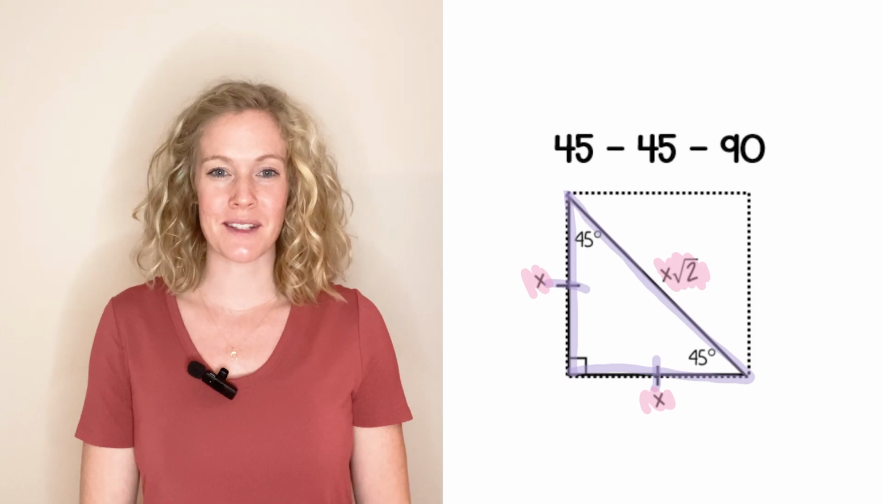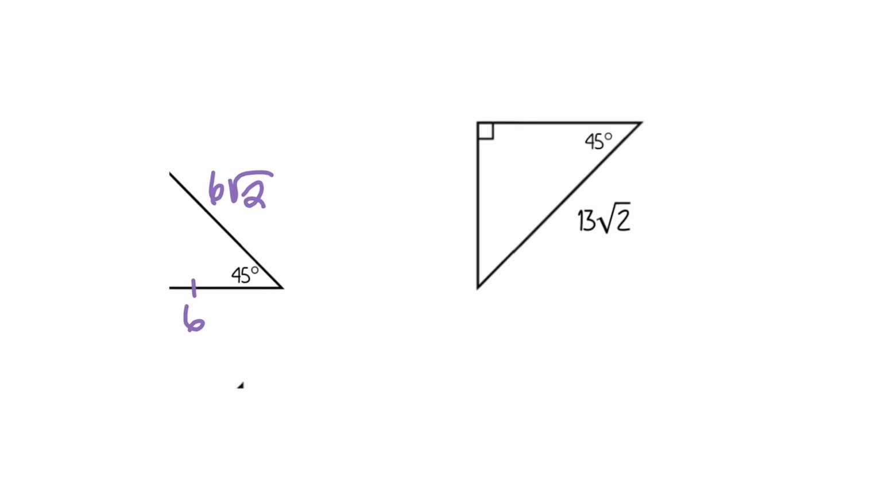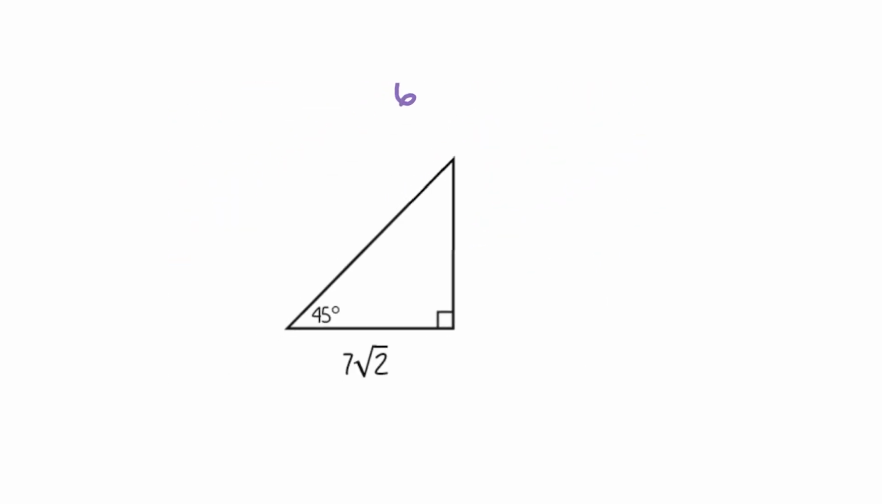Let's see some examples. In this first example, our legs are given, 6 and 6. So multiply 6 by root 2. Our hypotenuse is just 6 root 2. In this example, our hypotenuse is 13 root 2, so we need to divide to find our legs, making our legs each 13.